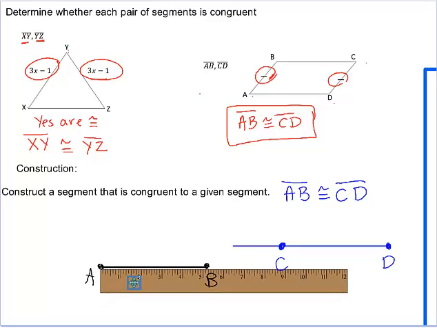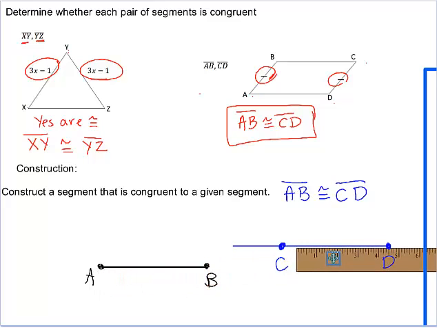So here from A to B appears to be about 5 1/4. If we go over and measure from C to D, that is also at 5 1/4. So we know that we did it correctly.